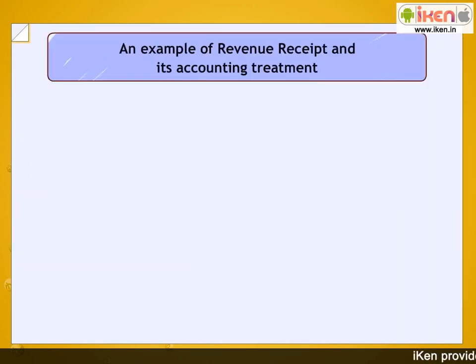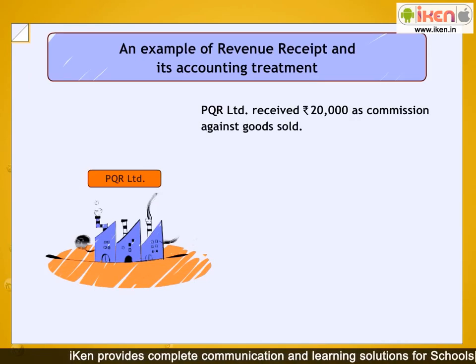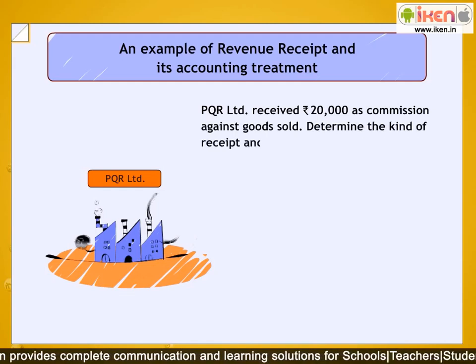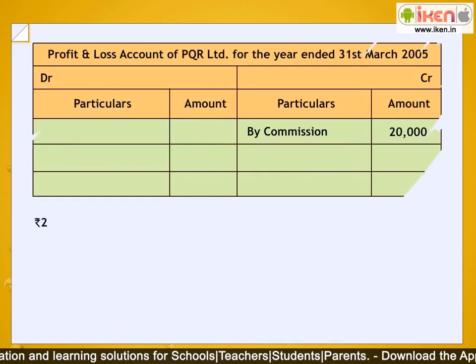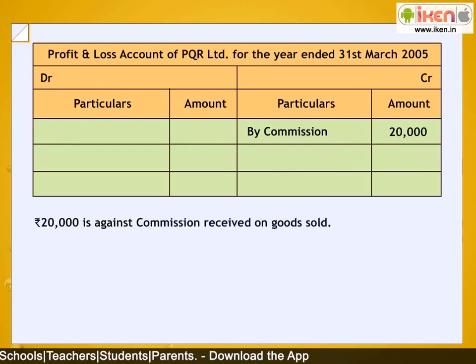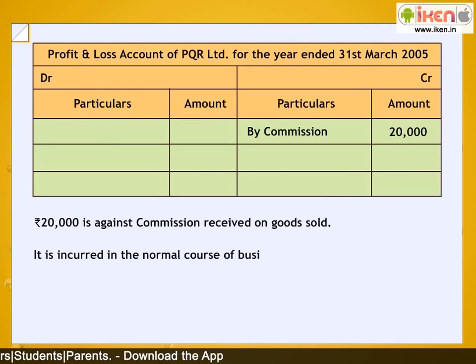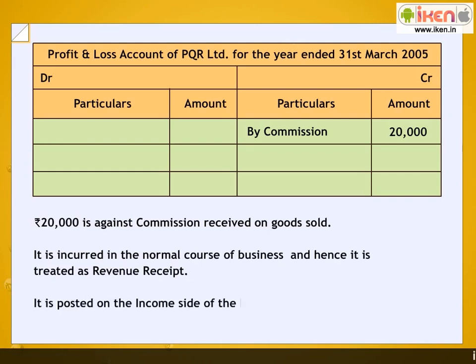An example of revenue receipt and its accounting treatment. PQR Limited received rupees 20,000 as commission against goods sold. Determine the kind of receipt and show the treatment for the same. Rupees 20,000 is against commission received on goods sold. It is incurred in the normal course of business and hence it is treated as revenue receipt. It is posted on the income side of the profit and loss account in the books of the company.